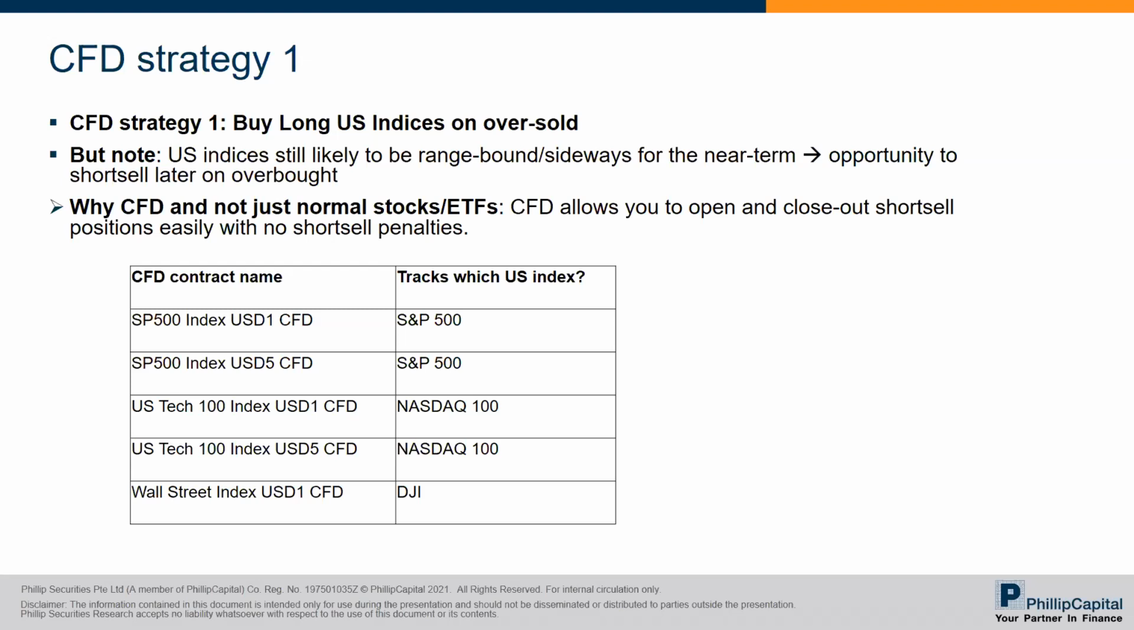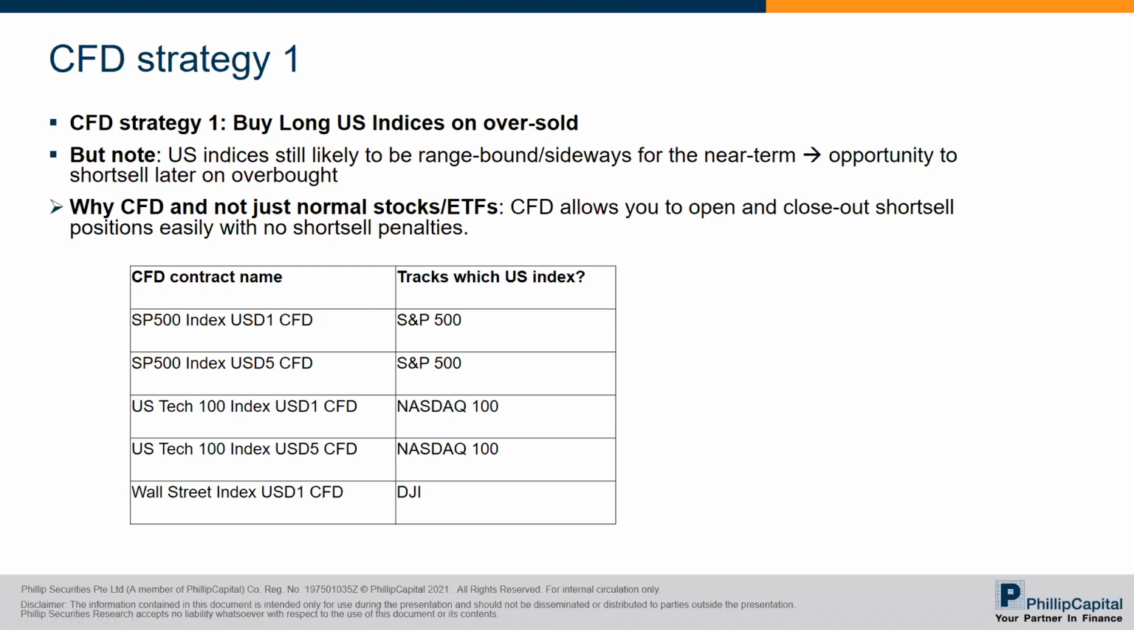So for CFD, why trade using CFD and not normal stocks or ETFs? It's because CFD allows you to flexibly change your trade direction. At the moment you can do a long trade, but if the situation turns, you can quickly switch your long trade to a short position. CFD allows you to do this easily. You can open and close out your short trade, and you can reverse the trade very easily.